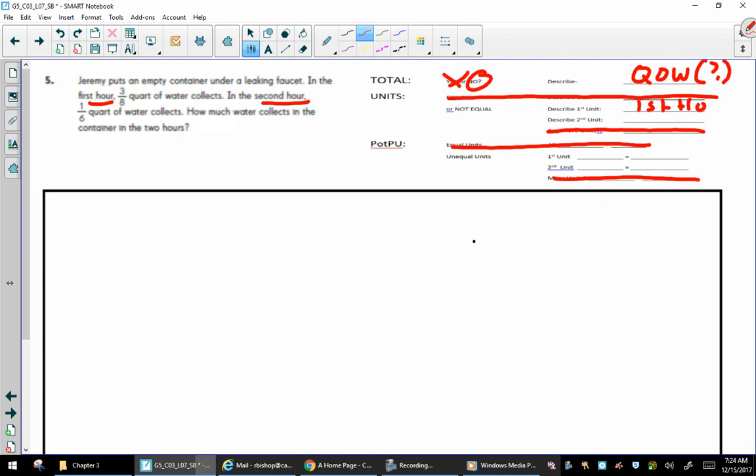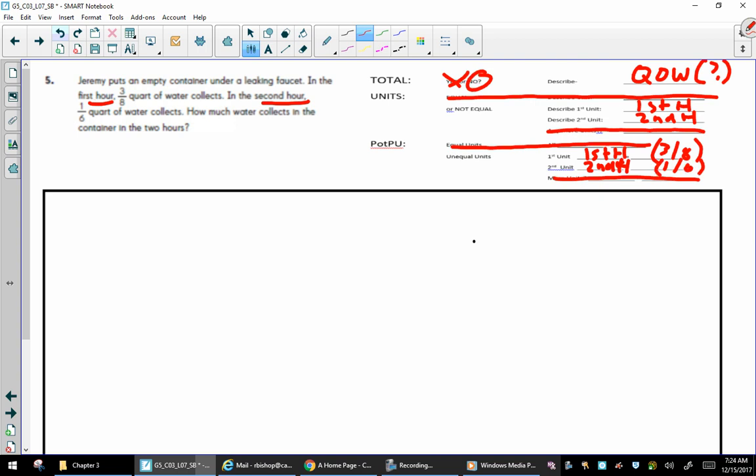We only have 2 units, so those units are first hour. Let's shorten that up because that's going to be too consuming. So let's call it first H, second H. Okay, do we know what the first H is? Yes, it's 3/8 of a quart. And do we know what the second H is? Yes, we know it's 1/6 of a quart.